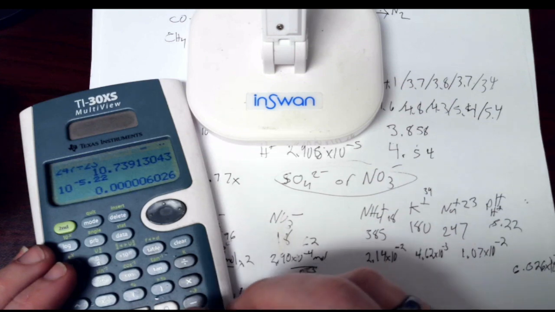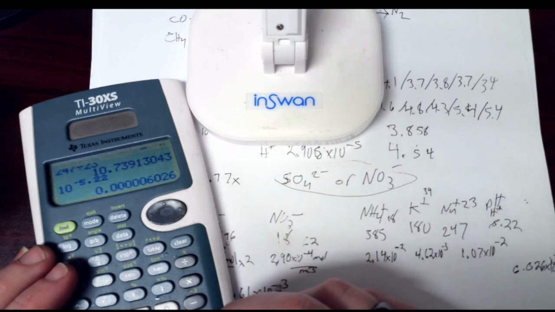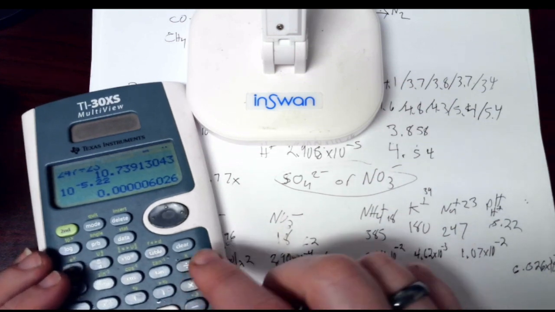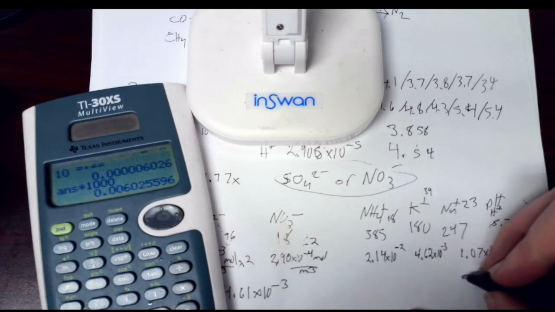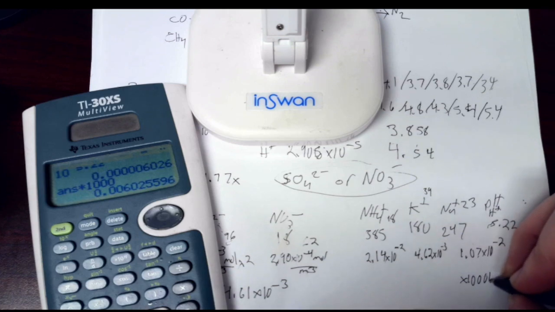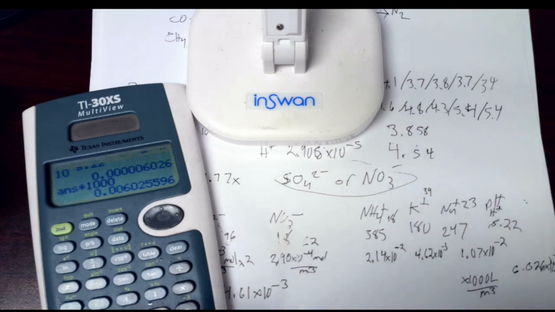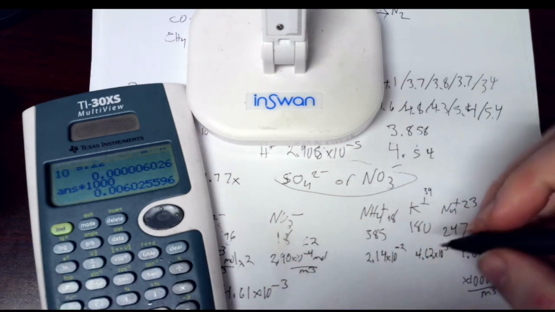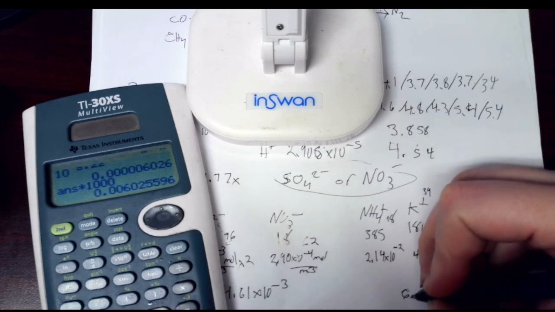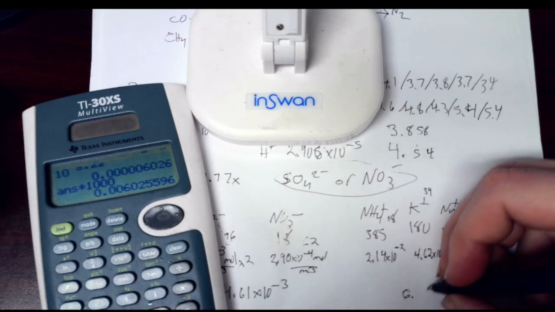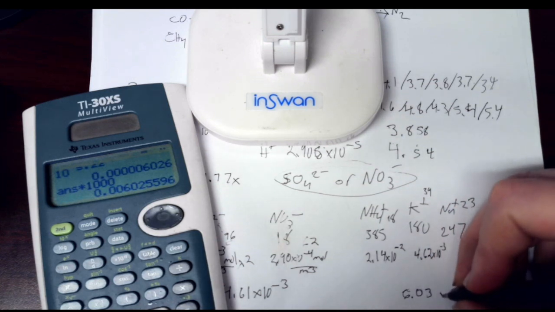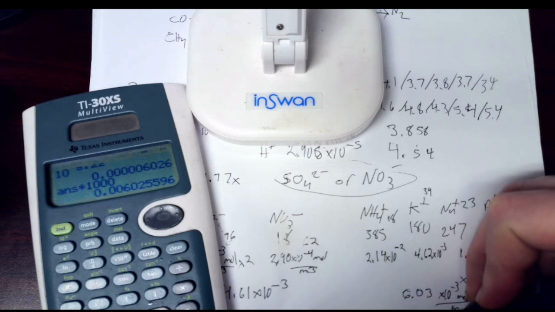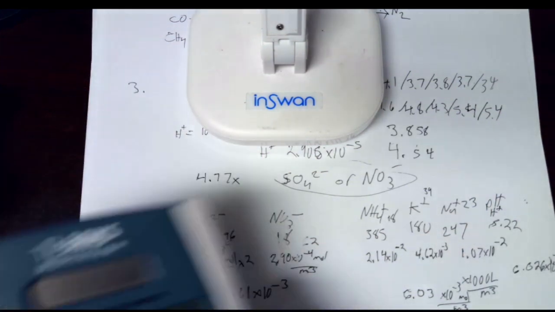So, with that in mind, there's 1,000 liters in a meter cubed. So if we times 1,000 to this for a meter cubed, this will convert this into the right units. And so even then, it's still 603 times 10 to the negative third moles per meter cubed.